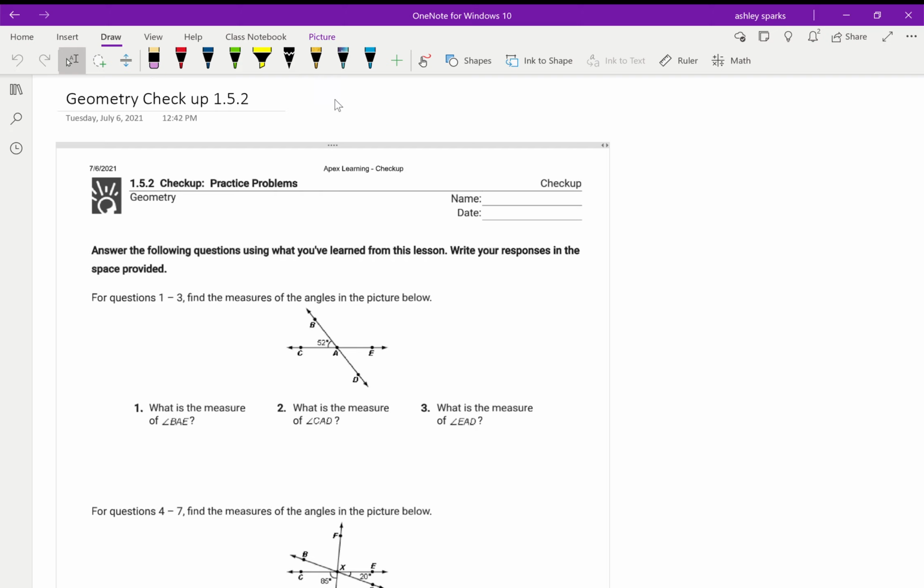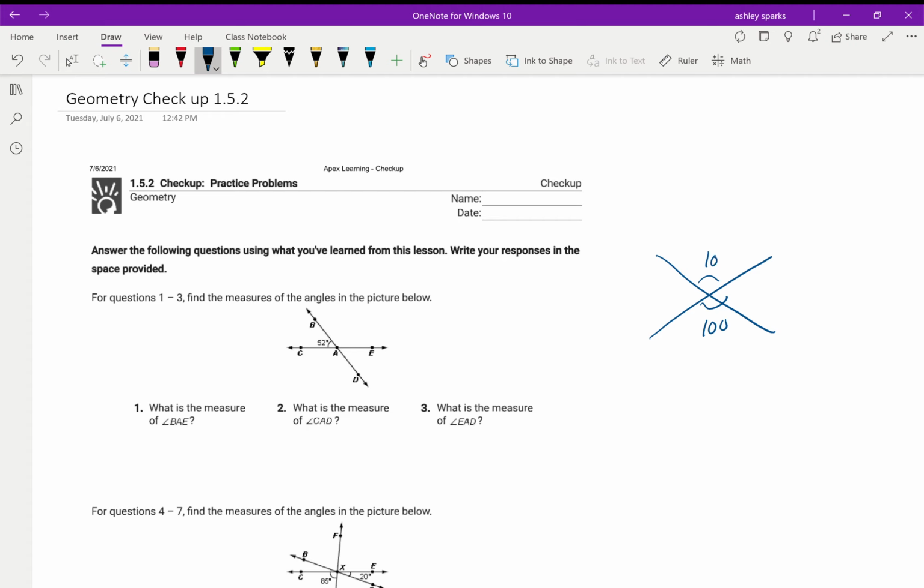Alright, so we're going to work on section 1.5.2 today. This section is all about vertical angles. And the truth about vertical angles is that they are just angles that are across from each other. So if you were to draw an X, they're just the opposite sides. And what we know about them is that they're equal to each other. So if I know this side is 100, this side is also 100.